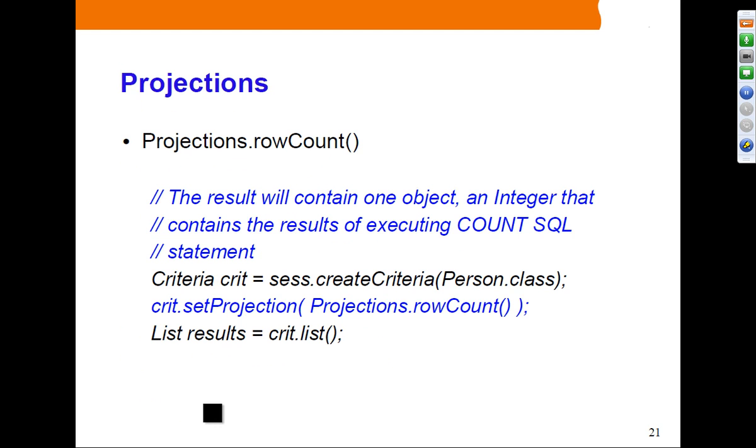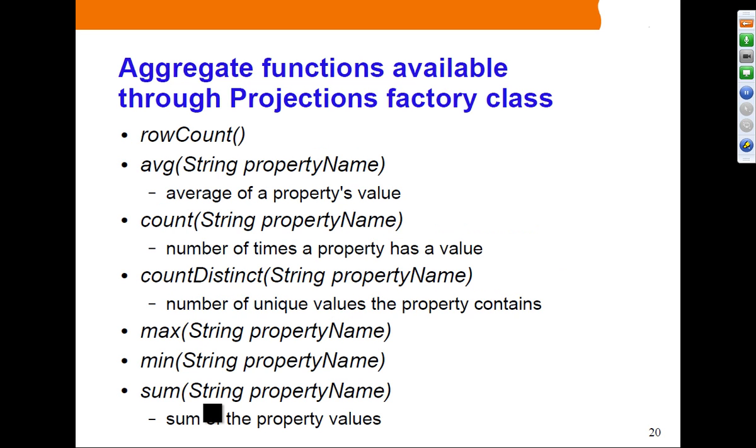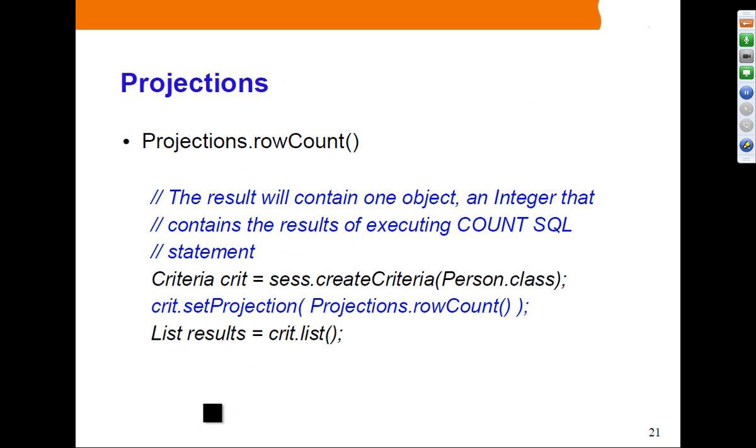Projections. So you're going to use these projections to use the aggregate functions. So you say Projections.rowCount. In this case, we create a criteria object, and then you set the projection, and you say Projections.rowCount. When you perform list, in this case, it will return just one object. So this list will have a single object.